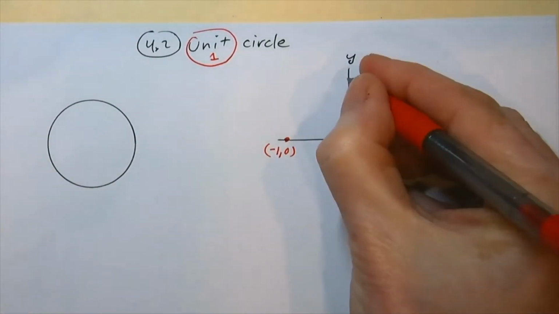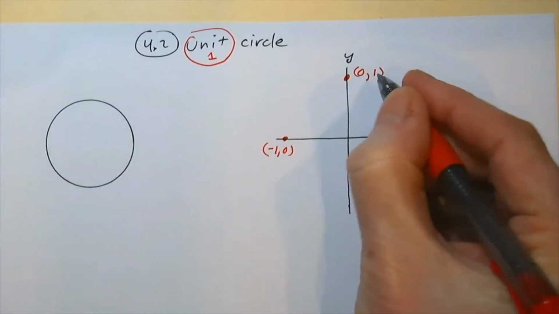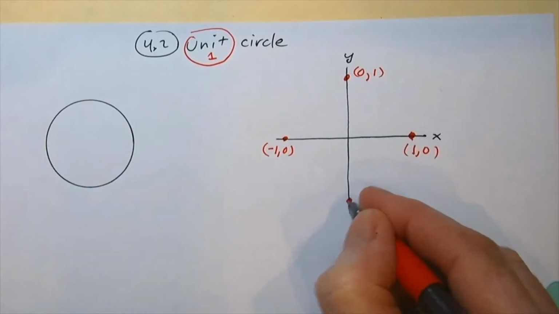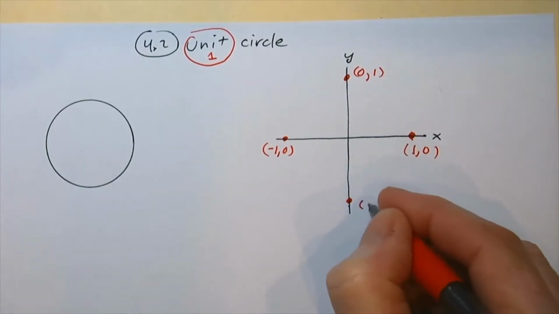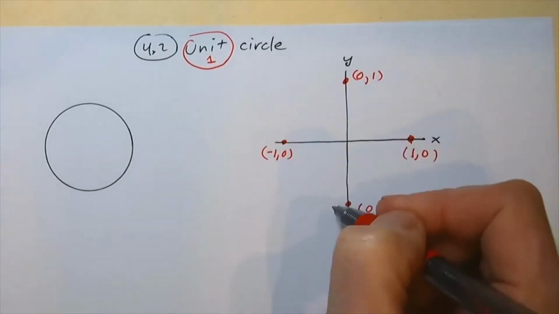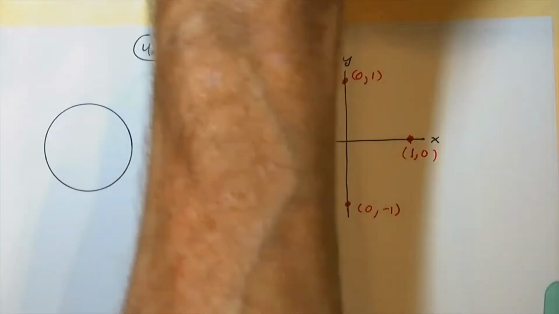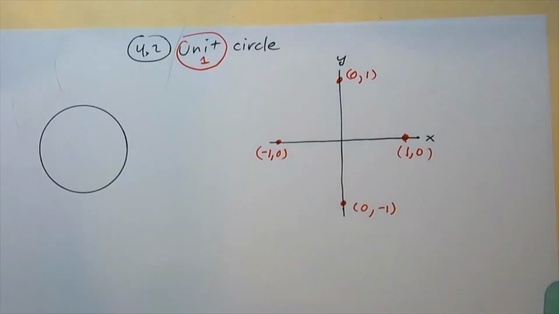And we'll go up here to (0, 1). So very important. Don't get them backwards. I know it seems silly, but very, very important. And go down here to (0, -1). Okay, so we went up, down, left, and right. And let's make a circle.